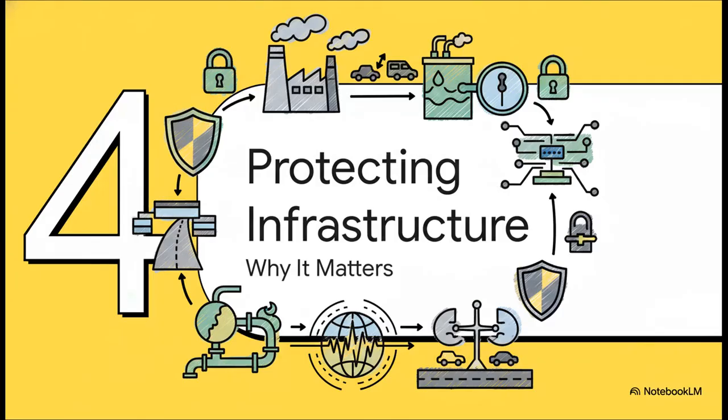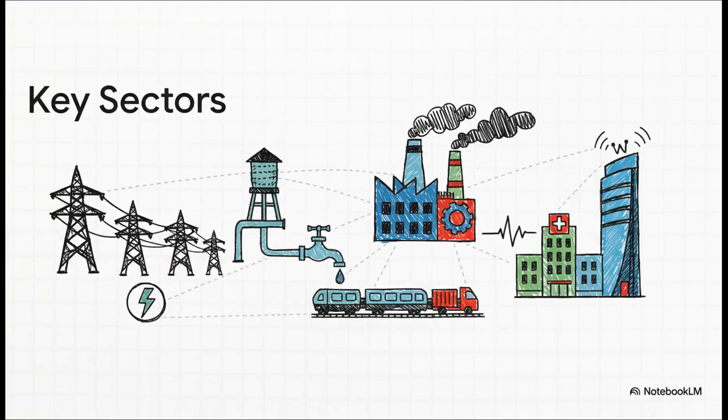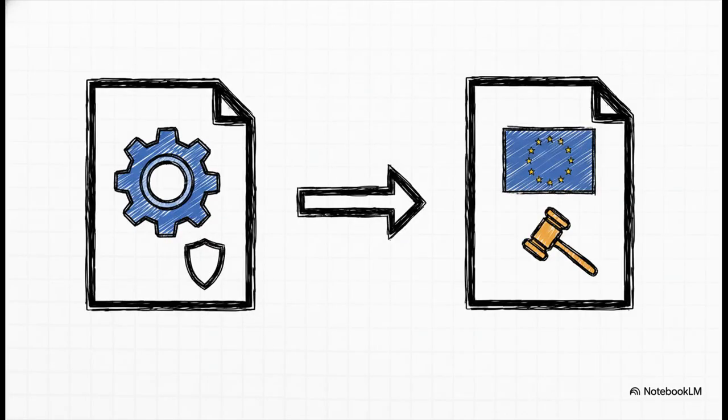Okay, let's zoom out a bit. Why does this standard matter to, well, everyone? Because it's about protecting the things we all depend on to live our lives. I mean, look at this list. We're talking power grids, water treatment plants, the factories that make everything we use, the trains and buses we ride, even medical devices in the buildings we work in. All of it runs on OT, and all of it is a potential target.